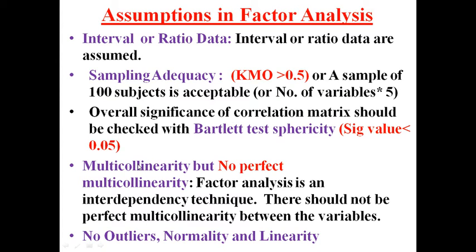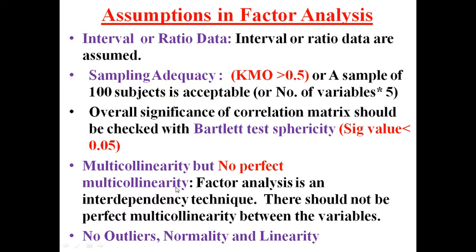Now the next point, the fourth point, is multicollinearity, but no perfect multicollinearity. Because what exactly are we doing in factor analysis? We are combining similar types of variables. So unless the variables are similar, they cannot come together, or we will not find the Karl Pearson coefficient on the positive or negative side. So that's why multicollinearity is required. Multicollinearity is required, but it should not be perfect multicollinearity or singularity.